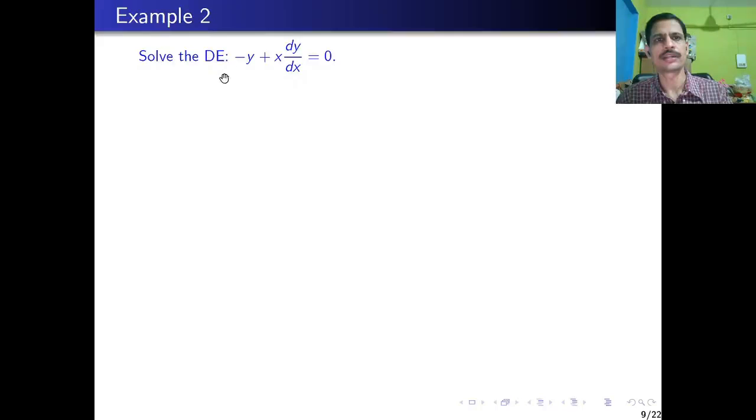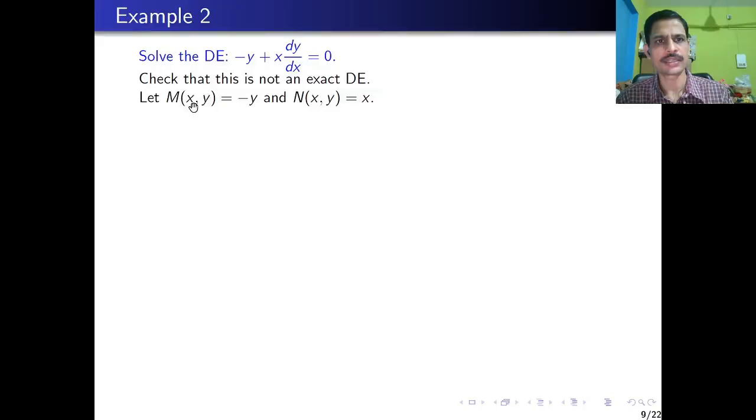Solve the ODE: minus y plus x dy by dx is equal to 0. This ODE is not an exact ODE. You can check it. Here the mxy is minus y and nxy is x. So when you take the my, you get minus 1, and nx you get 1. So they are not equal. So it is not an exact ODE.